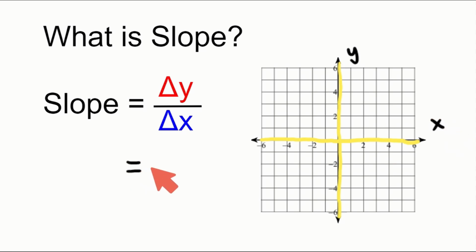Another way for referring to the slope. The change in y is sometimes referred to as the rise, and the change in x is sometimes referred to as the run. The change in y measures the up and down movement, how much it rises, and the change in x measures the side-to-side movement, the run.